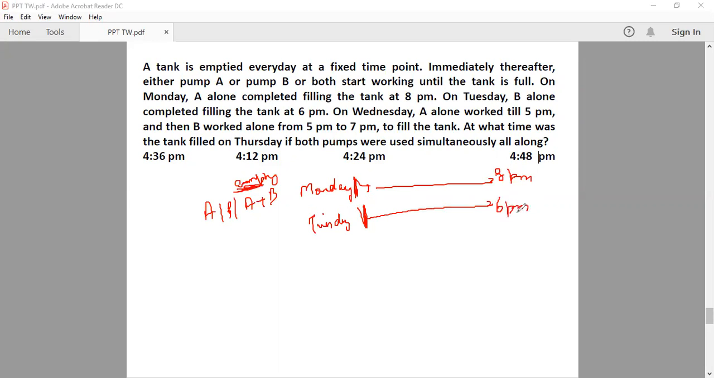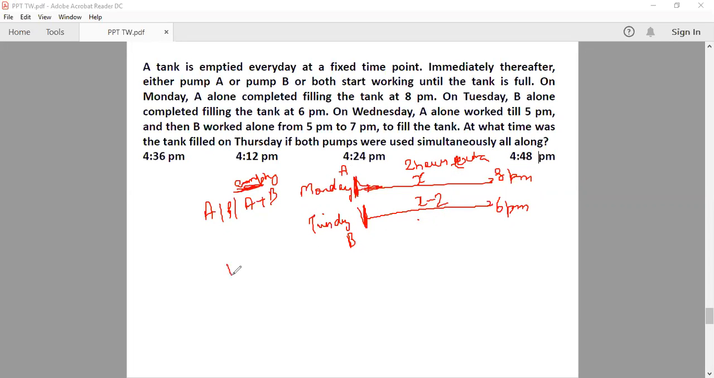6 p.m. Now the important point to understand from here is that generally when they both start working at the same time, see ये तो हमें समझ आता है, they start working on the same time. B is completing it on 6 p.m. and A is completing it on 8 p.m. which means A is taking 2 hours extra. So if A is taking X hours, then B is taking X minus 2 hours. Is this point clear? Okay.